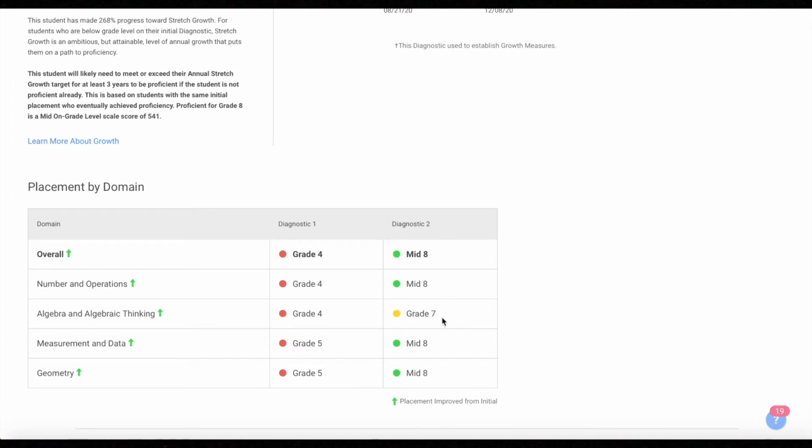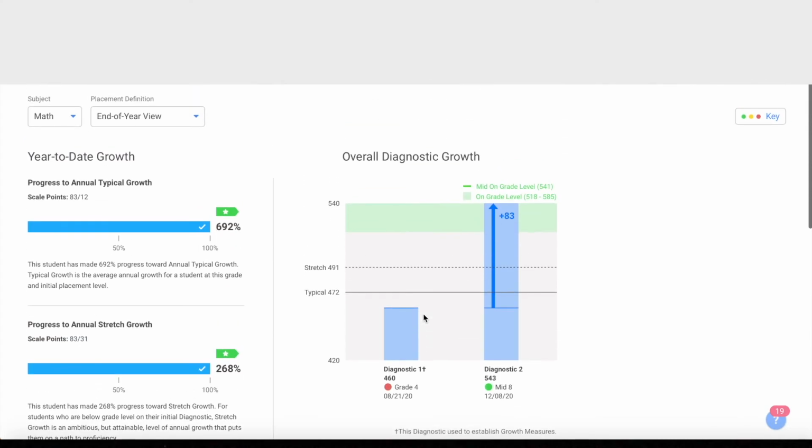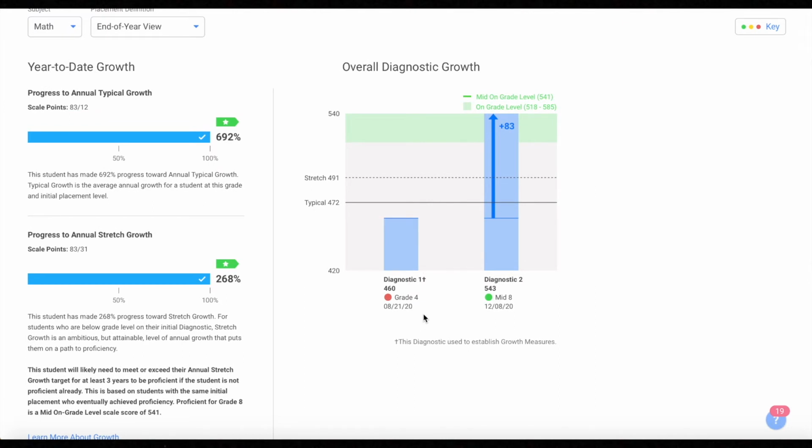Because this student is at a 7th grade level in algebra, the student's MyPath will prescribe lessons to help this student get to a mid-8th grade level or late 8th grade level for algebra and algebraic thinking. Once this student becomes mid-8th grade level in algebra and algebraic thinking, then the MyPath will give them assignments that will move them towards late 8th grade level. This is the overall data that will be given to you as parents.